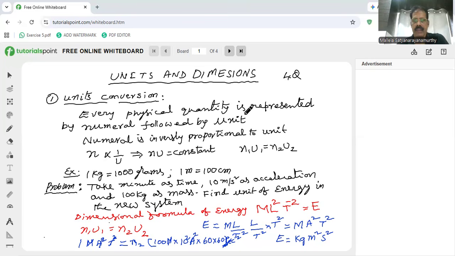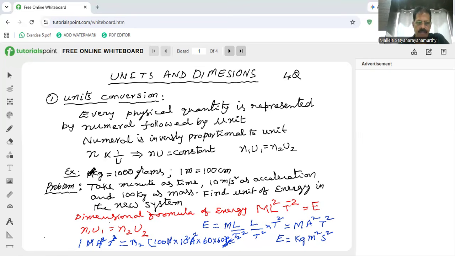Every physical quantity is represented by a numeral followed by the unit. So the numeral is inversely proportional to the unit. N is proportional to 1 by U, so nU is equal to a constant. So n1 u1 is equal to n2 u2. That means if the numeral is big, the unit will be small; if the numeral is small, the unit will be big.